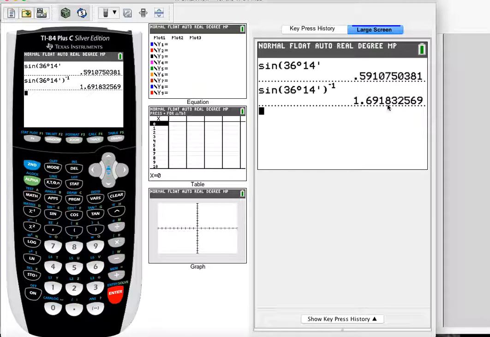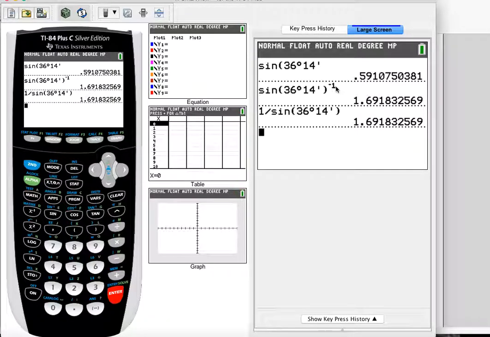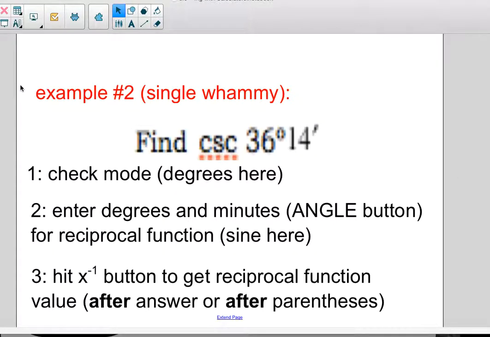So that's how you would do that problem. Or if you wanted to, you could have just done 1 divided by sine of 36 degrees 14 minutes, and you would have gotten the same thing. Either one is the exact same thing. This -1 is basically an exponent of -1, changing it so it's 1 over that. So it doesn't really matter how you do it, but it's kind of a one-shot deal.